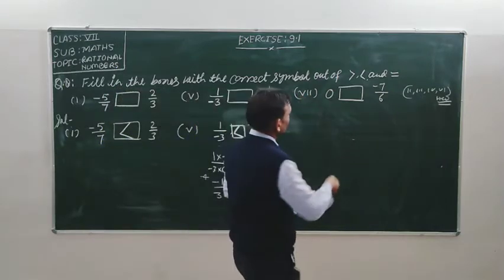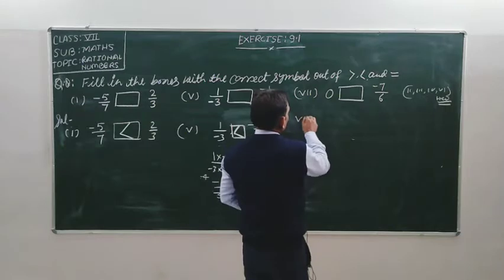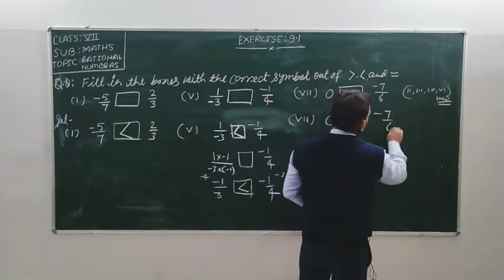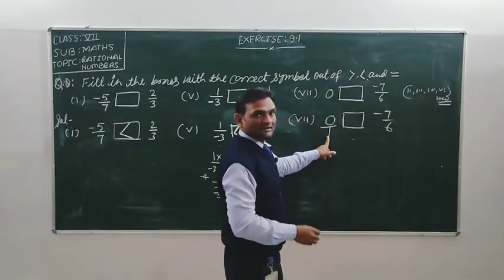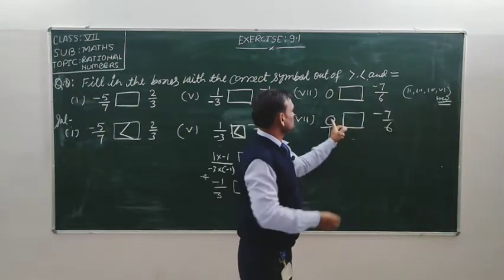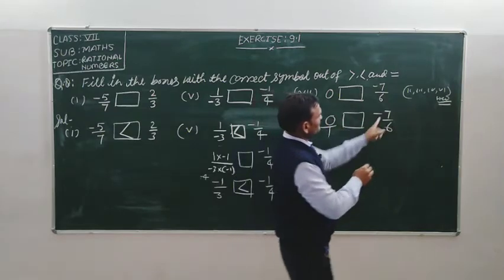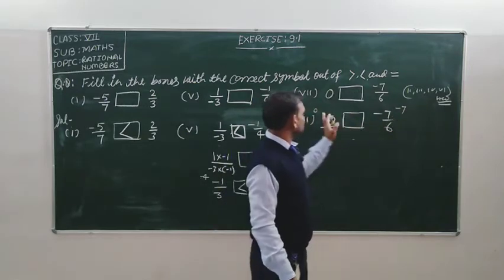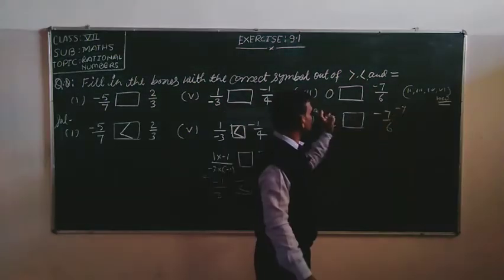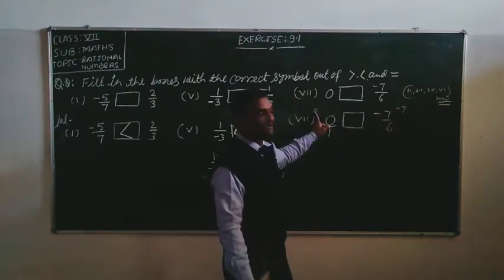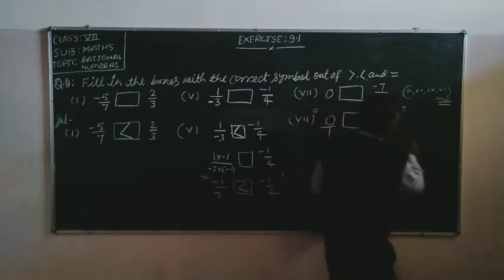Like this, 0, question number 7, 0, box -7 upon 6. You can make the denominator as 1, cross multiply the denominator to the numerator: 6 into 0 is 0, and 1 into 7 is 7, -7. Student, this is -7 and this is 0. Which is greater, -7 or 0? Student, 0 is greater. -7 is smaller because this is the number line, this is 0 and here is -7.